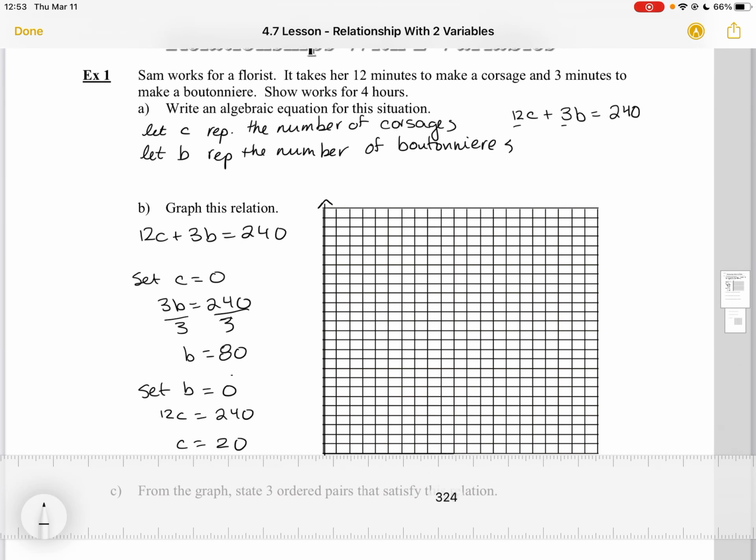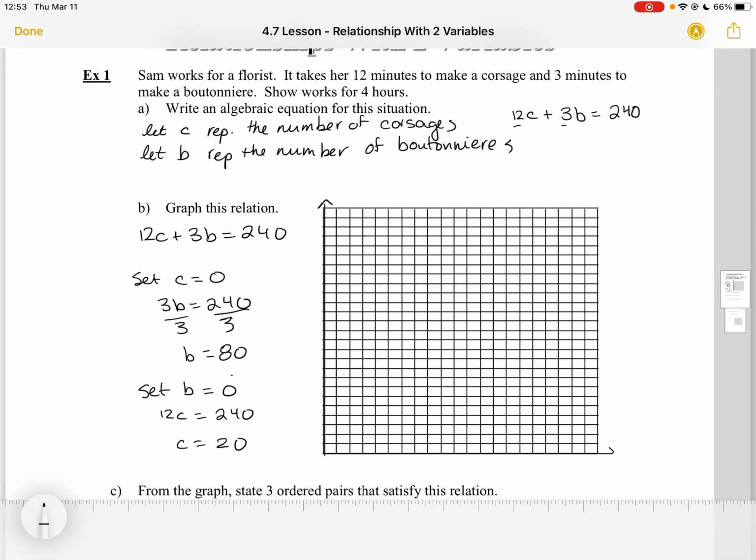It doesn't really matter which one you put on one axis, you just want to label it. So let's put corsages on the bottom, and we'll put boutonnieres on the top. And we'll describe it as Sam's shift. Okay.